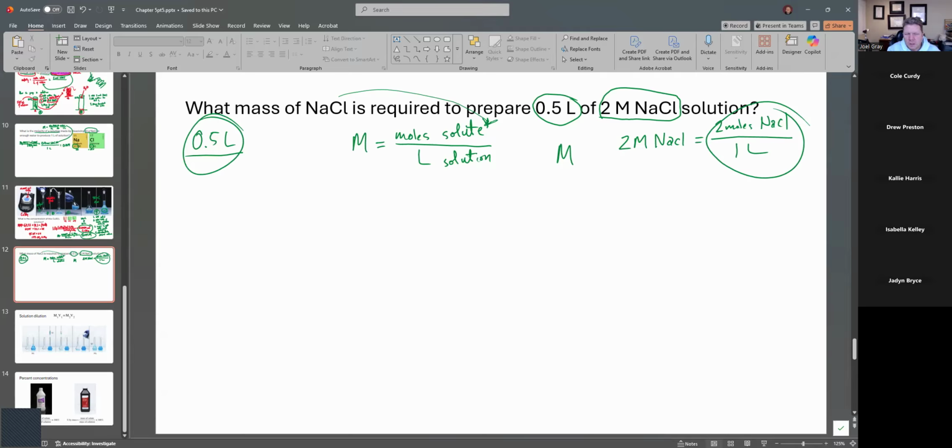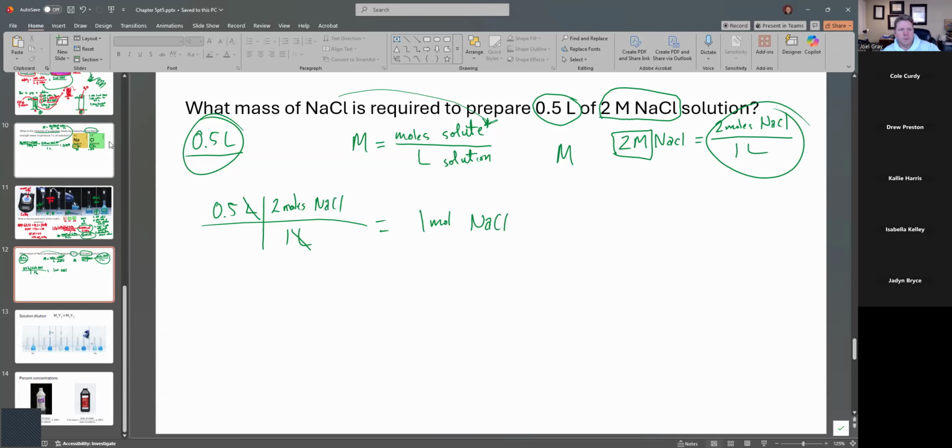The reason we can do that is we can say, all right, well, 0.5 liters is what we're given. We can treat this as a dimensional analysis problem and say our molarity, this definition, is our conversion factor. We need 2 moles NaCl per 1 liter. So 0.5 times 2 is going to be 1. And that's our answer. Because these liters, they'll cancel out. And that's kind of our objective with dimensional analysis. So essentially, this question is asking, what is the mass of 1 mole NaCl?